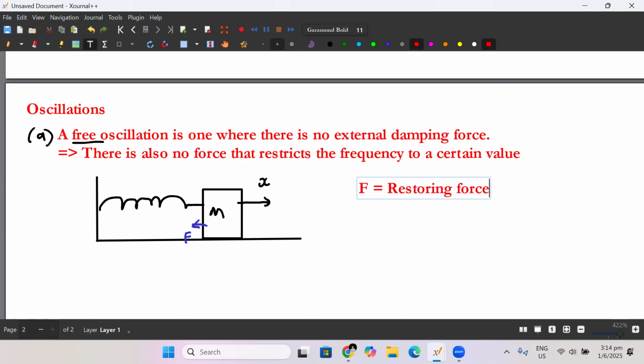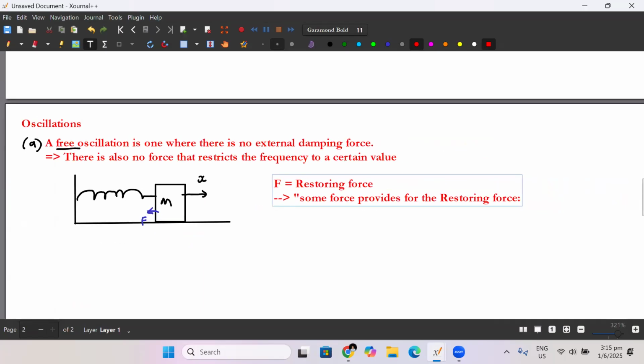It's quite similar to circular motion in the sense that there must be some force providing the restoring force. We call it the restoring force because it restores the position back to equilibrium. If you can visualize, when I drag this to the right, it will bounce back and swing back and forth. It will swing back to the equilibrium position, which is somewhere in the middle. This is what we call the equilibrium position.